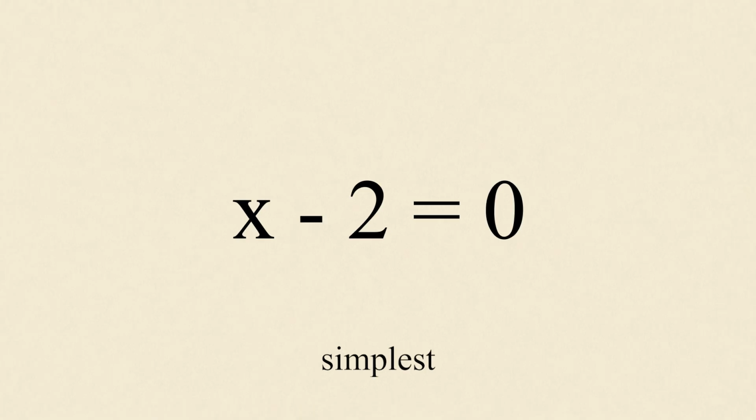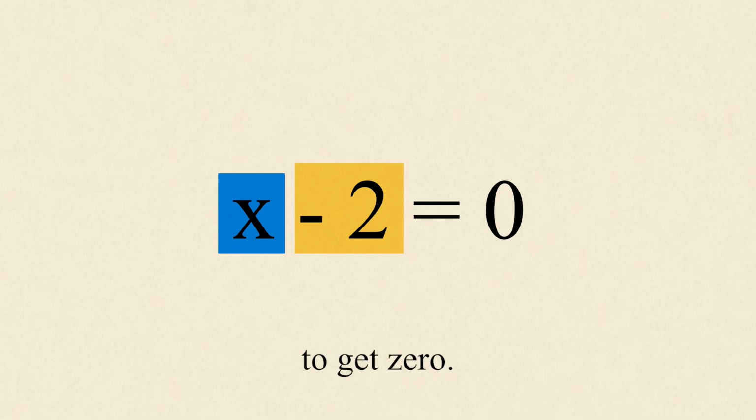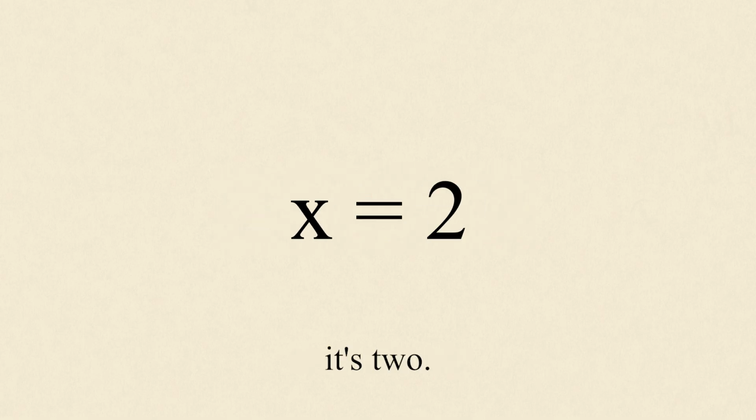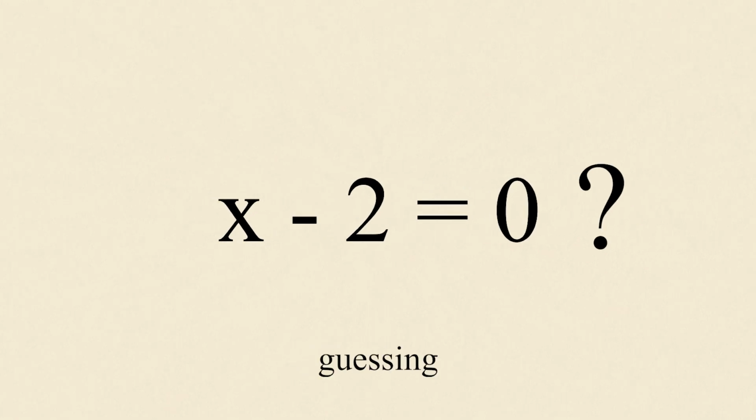This is the simplest equation. So can you solve it? What number should we subtract 2 from to get 0? Obviously it's 2. But how can we solve it without guessing a value?